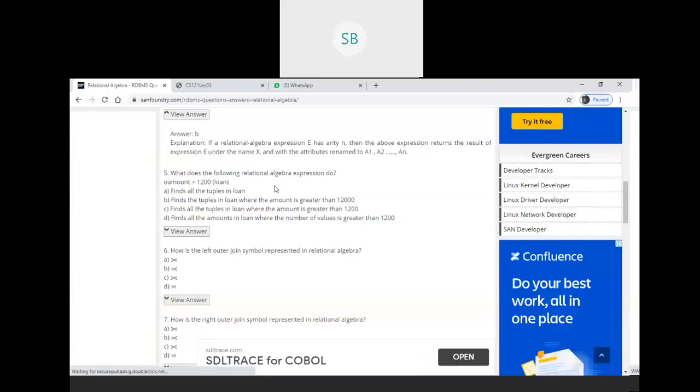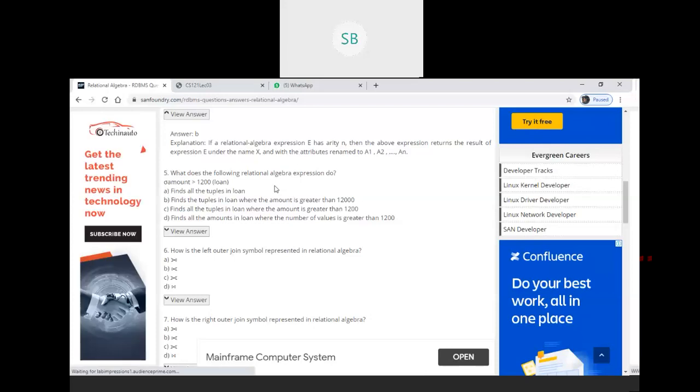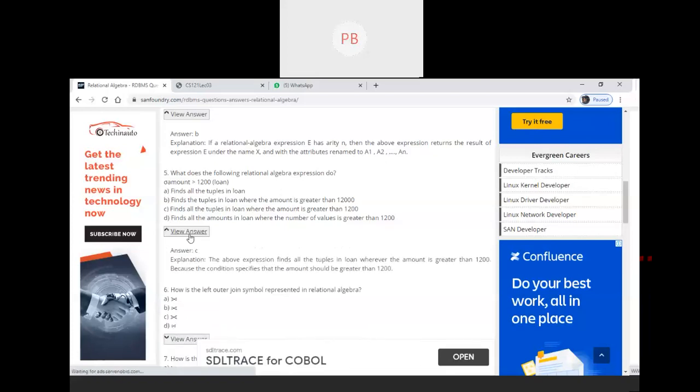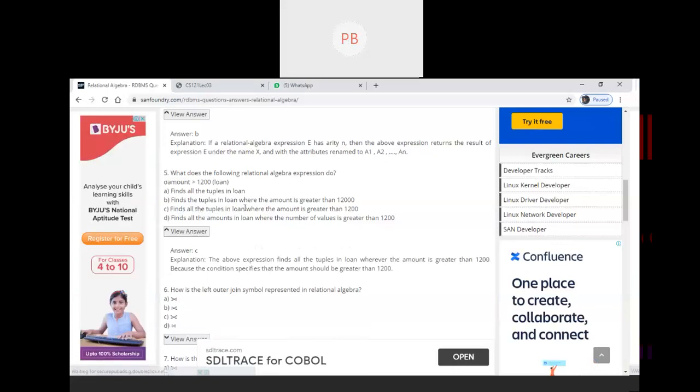What is the purpose of sigma? Sigma will work on the tuple, right? But what will it return? Anyone can answer. B. How can it be C? B? Ma'am, C. C, okay. So it is C, right? Because it finds all the tuples in loan where the amount is greater than 1200.